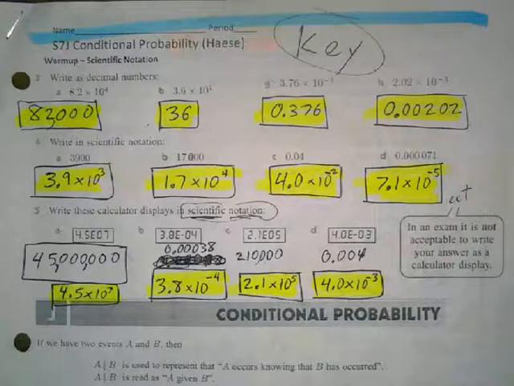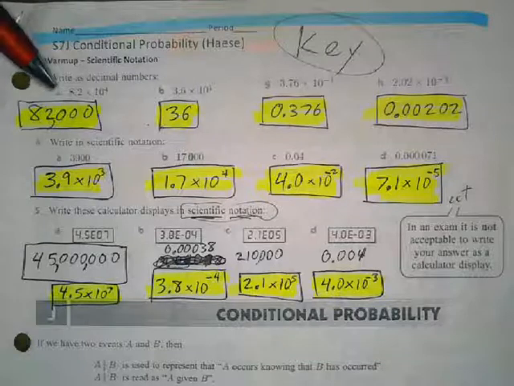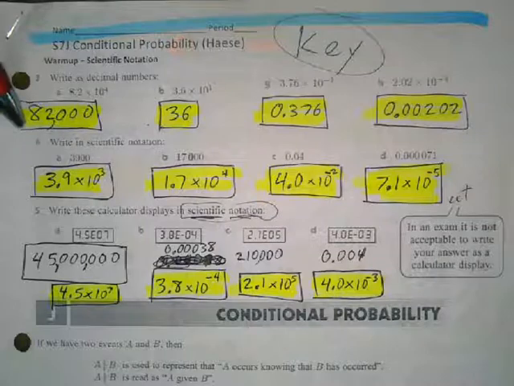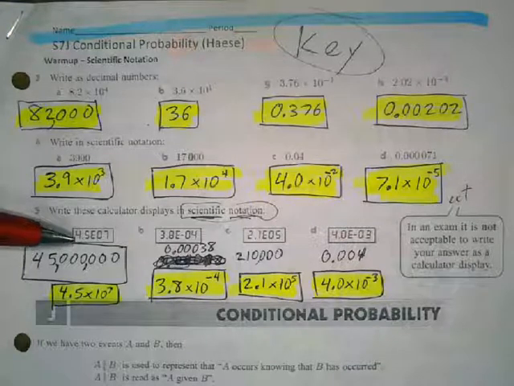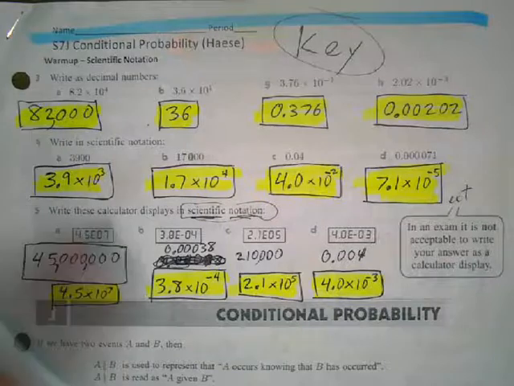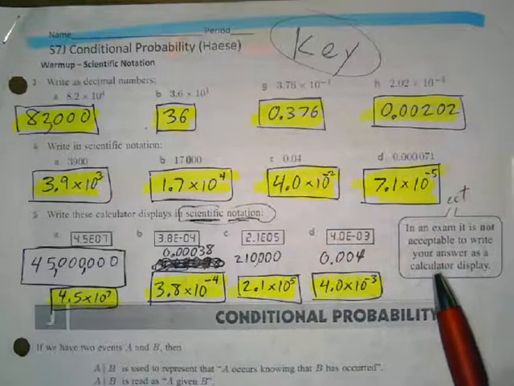In IB, they're going to expect that students know how to convert from scientific notation to decimal notation and vice versa. Also, when you have a calculator, you're going to see notation like 4.5 E07. And if you wrote something like that on the IB exam, they would not accept it.